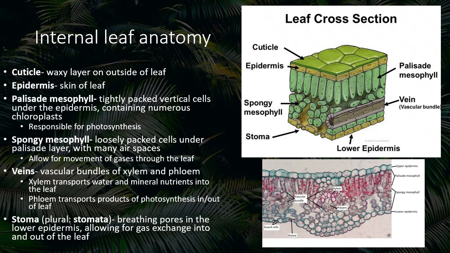We also see veins in our leaves. The veins are composed of vascular bundles of xylem and phloem. Xylem are the cells that transport water and mineral nutrients into the leaf from the soil. And xylem only transports resources in one direction, and that's up. So we just have water flowing into the leaf, and we only have mineral nutrients flowing into the leaf, not out. Phloem can do bidirectional flow. So phloem can transport products of photosynthesis into or out of the leaf.